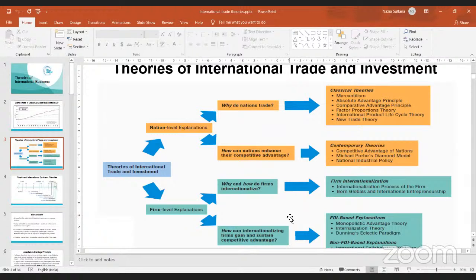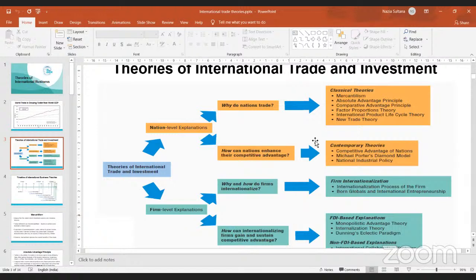So there you talk about the firm's capacity to go in for internationalization. And if internationalization happens, then how are the firms going to gain competitive advantage over the other firms which are there in the market?